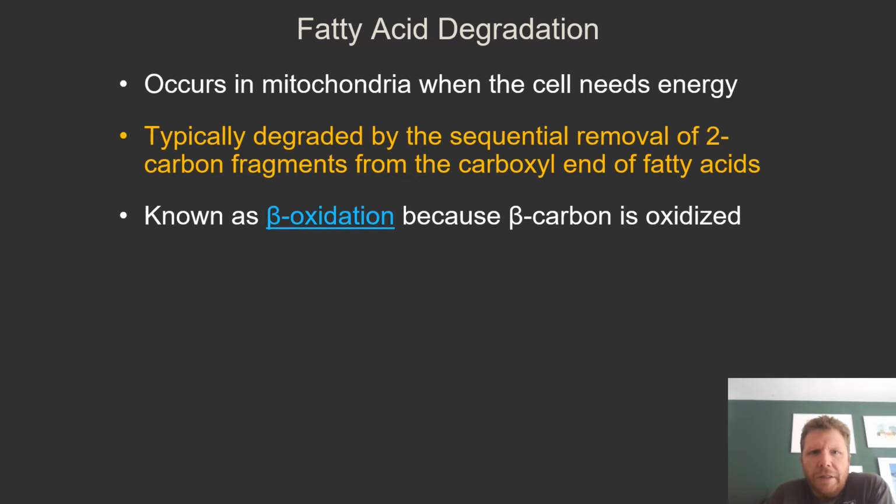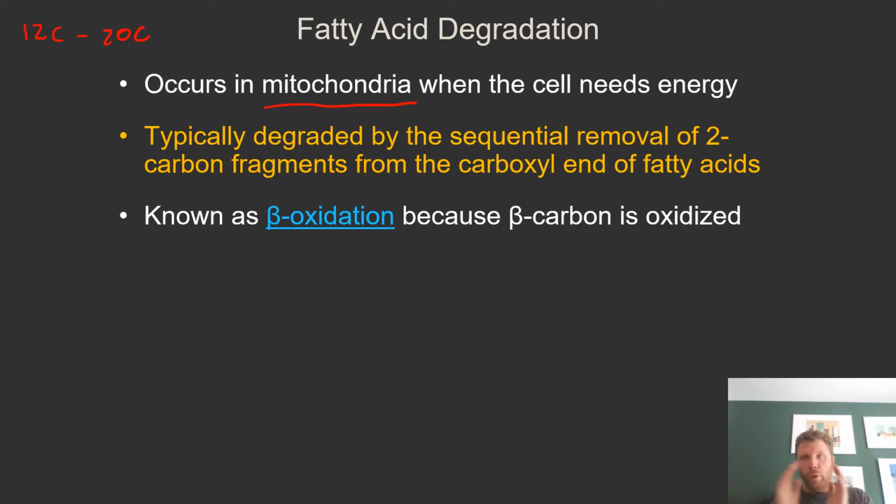All right, so fatty acid degradation. This is going to occur in the mitochondria when the cell actually needs some energy. So this is typically degraded by a sequential removal of 2 carbon fragments at a time. If you remember, the common range for fatty acids was 12 carbons to 20 carbons. So they were even numbered carbons, and those are the most commonly found ones.